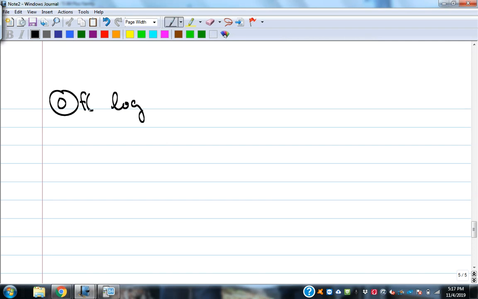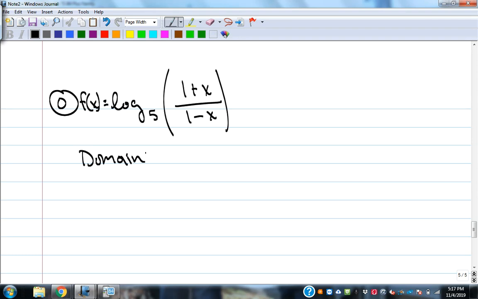I'm going to do f of x is equal to log base 5 of (1 plus x) over (1 minus x). We've got a rational expression inside of that. We want to find the domain and the range. So to find the domain, I've got to take what we're taking the log of and set it greater than 0.